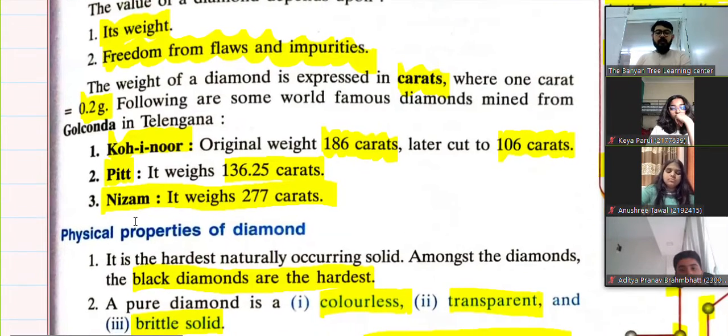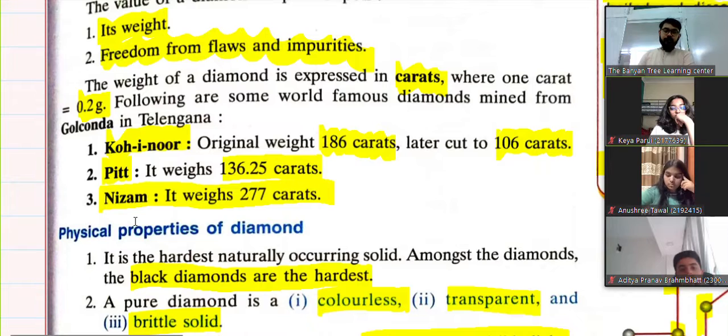The weight of a diamond is expressed in carats, where 1 carat is 0.2 gram. Following are some world famous diamonds mined from Golconda in Telangana.